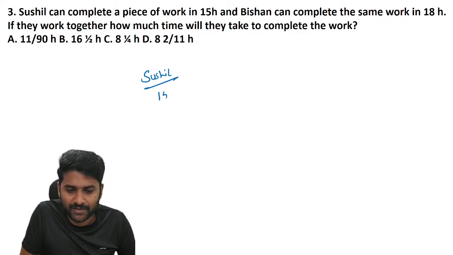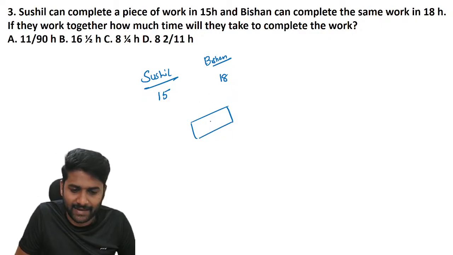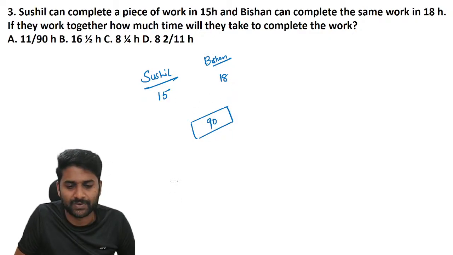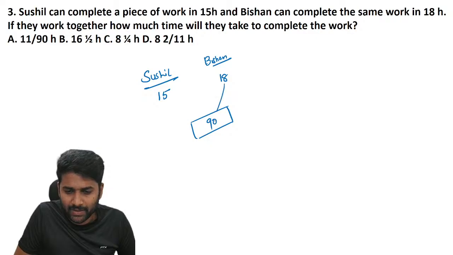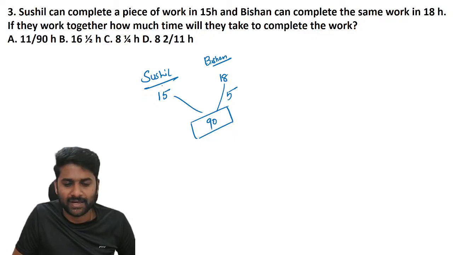So Sushil takes 15 hours, Bishan takes 18 hours. See, what is the total work here? The LCM of 15 and 18. Total work is 90 units. Now 90 units of work are completed by Bishan in 18 hours, so per day efficiency is 5 units. 90 units of work are completed by Sushil in 15 hours, so per day work is 6 units.